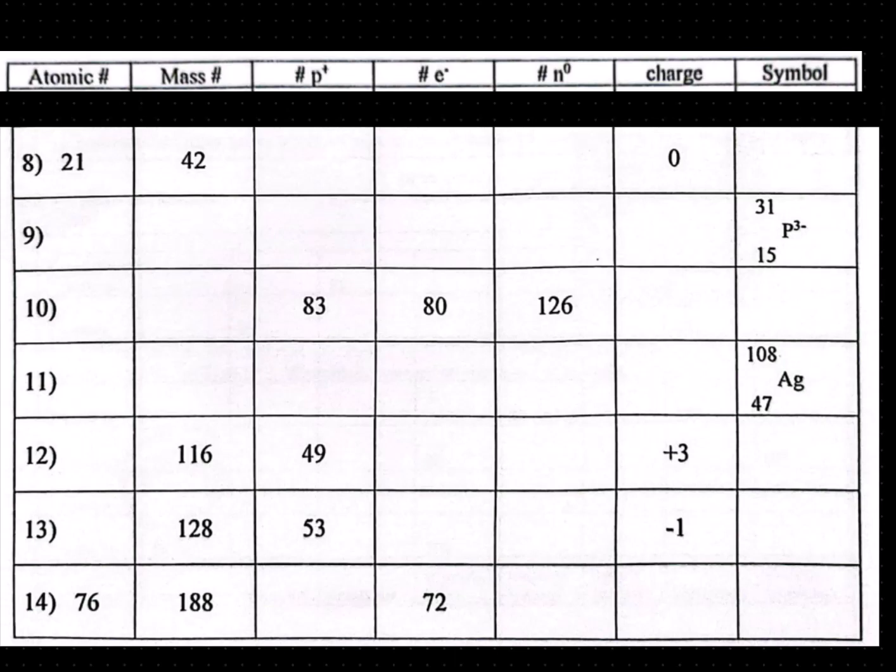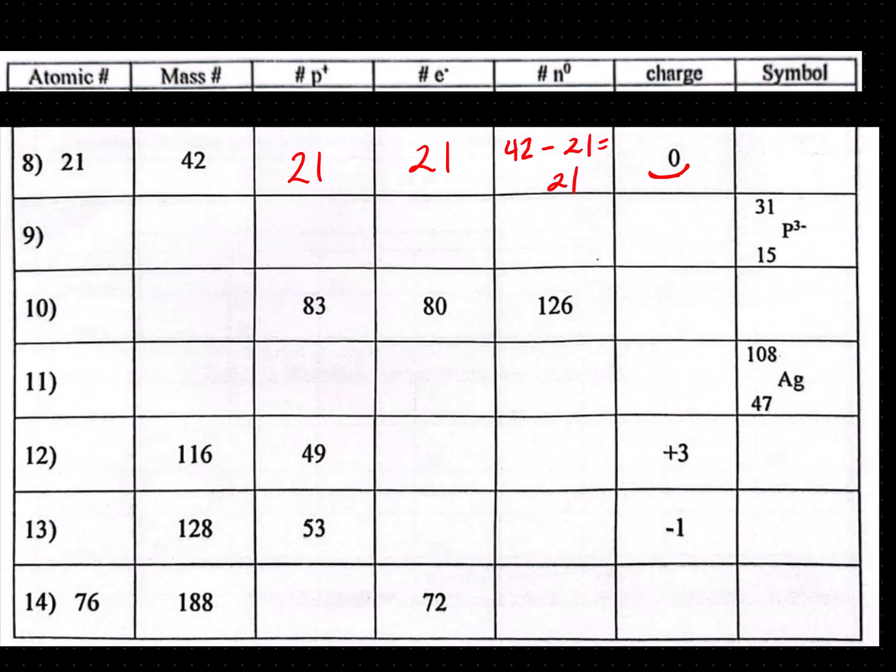In number 8, the atomic number is given, which is the same thing as the number of protons. Since it has no charge, the number of electrons is also equal to the protons. Since the mass number is given, we use the mass number given to find the number of neutrons, which is 42 minus 21, which equals 21.